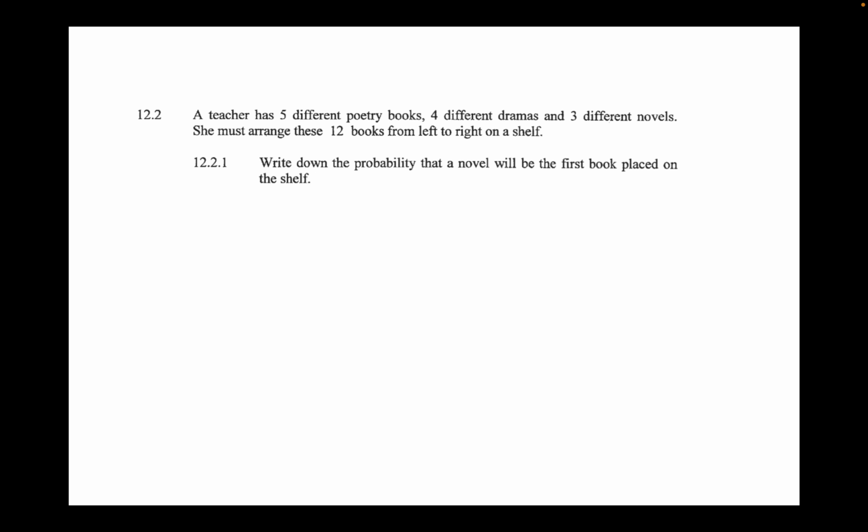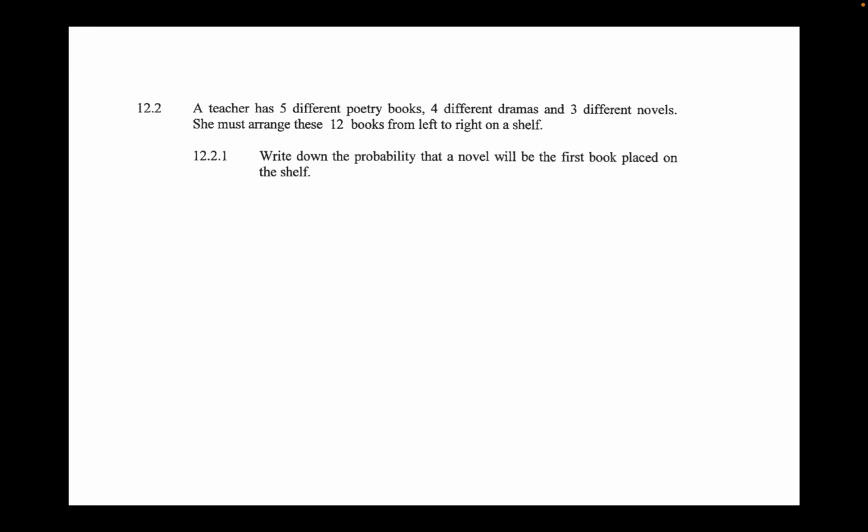Okay, 12.2. A teacher has 5 different poetry books, 4 different dramas, and 3 different novels. She must arrange these 12 books left to right on a shelf. So imagine putting 12 books: 1, 2, 3, 4, 5, 6, 7, 8, 9, 10, 11, 12. Write down the probability that a novel will be the first book placed on the shelf.